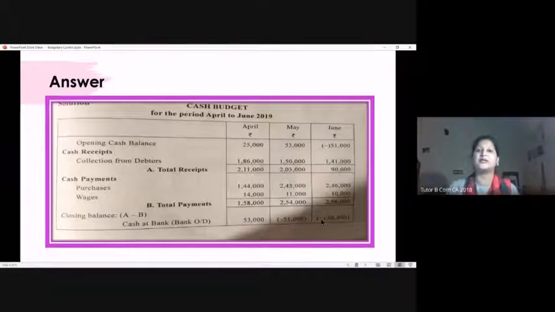This is the method of preparation of cash budget basically on the receipts and payments method. It is very simple. The only thing is we have to be very careful with our additional information. If we missed one in that, the entire thing will be wrong.